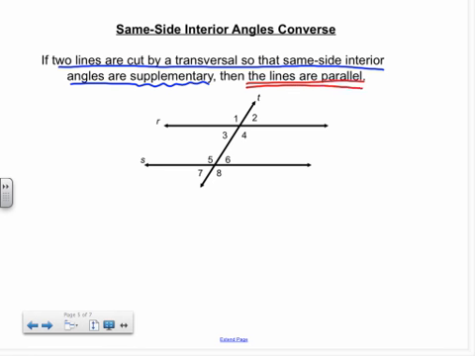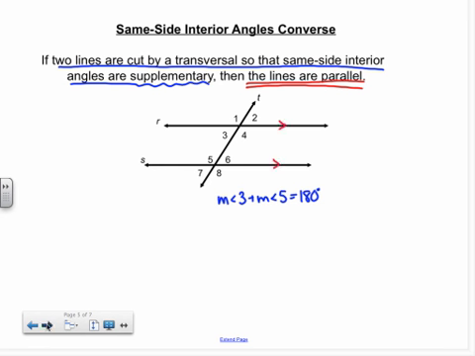And I can't really mark this one in my picture, so I'll just have to write it out symbolically. For same side interior angles, I could use the pair 3 and 5 or 4 and 6. And we'll use 3 and 5. So if I know that the measures of angles 3 and 5 add up to 180 degrees, I can conclude that the lines are parallel.